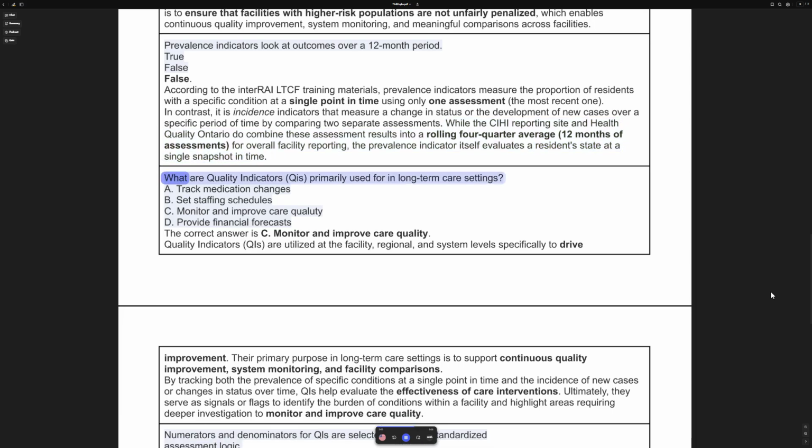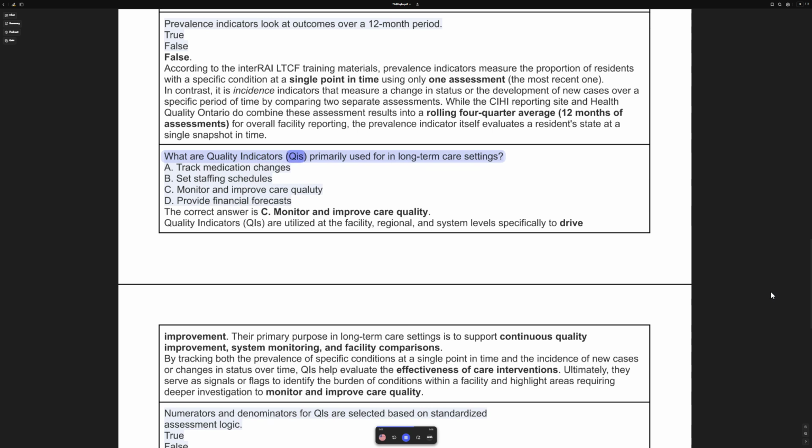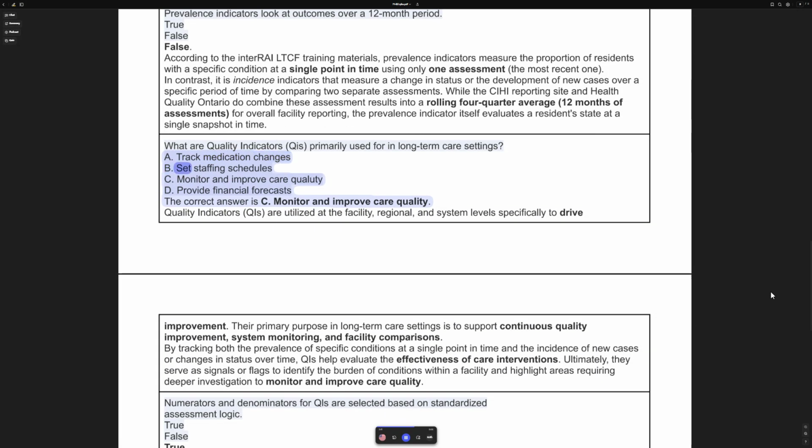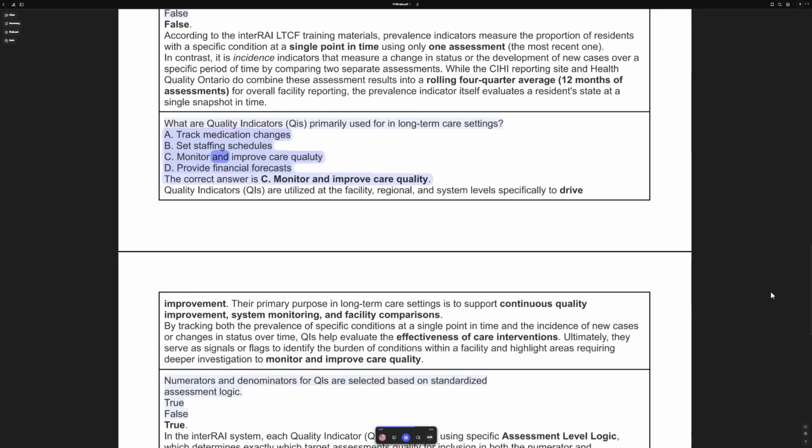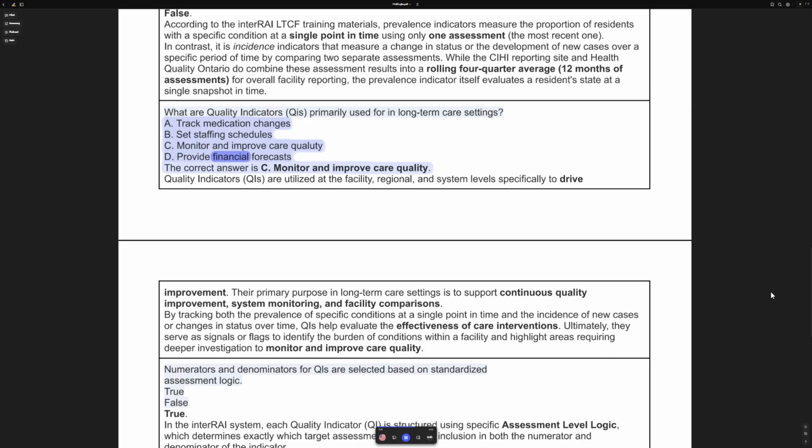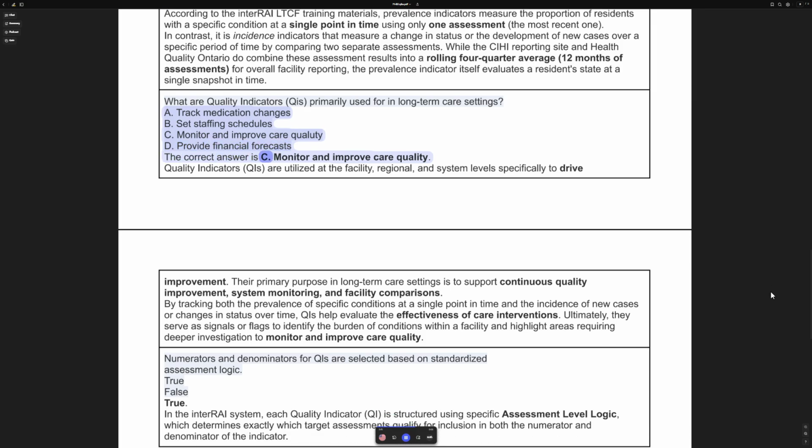What are quality indicators, QIs, primarily used for in long-term care settings? A. Track medication changes. B. Set staffing schedules. C. Monitor and improve care quality. D. Provide financial forecasts. The correct answer is C. Monitor and improve care quality.